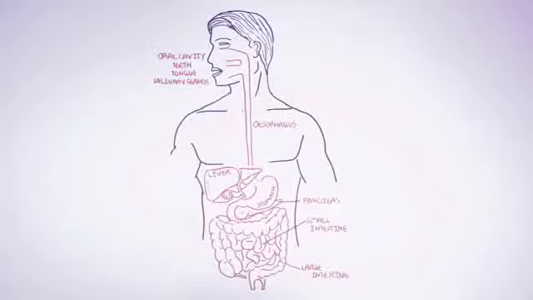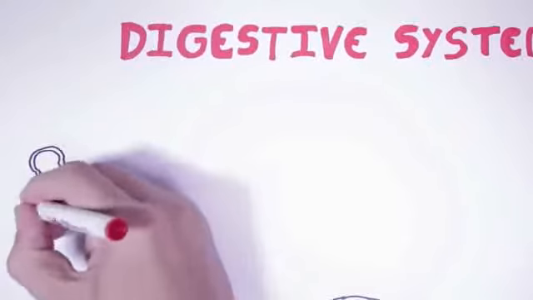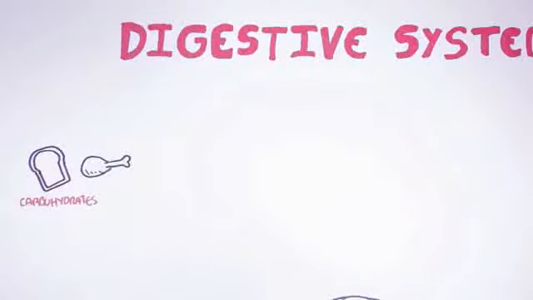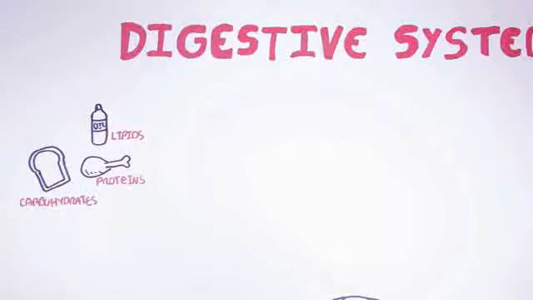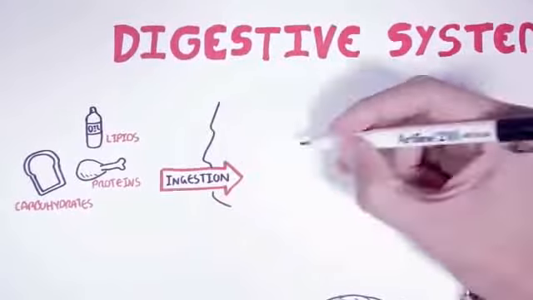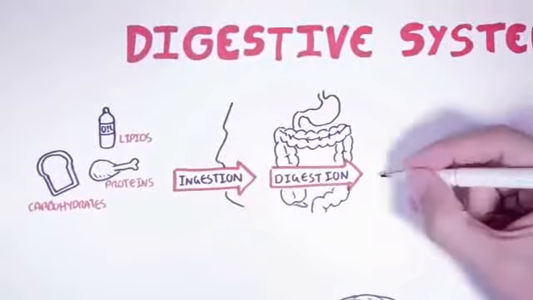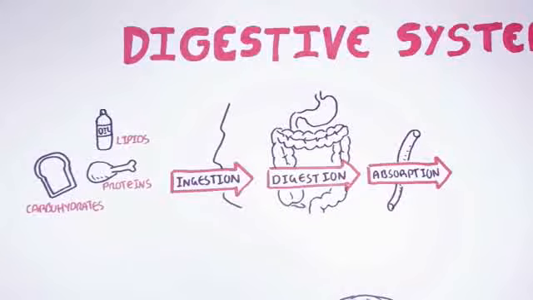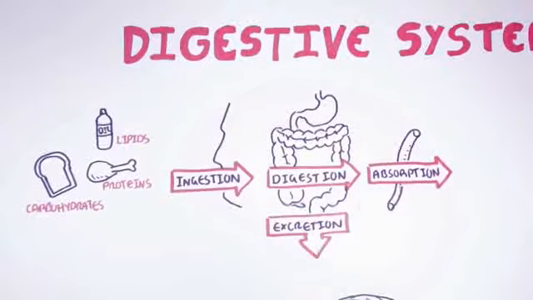So looking at a general overview of the digestive system, food can be grouped into three main categories: carbohydrates such as bread, proteins such as meat, and lipids such as oil. These foods are ingested by the human. The food will be digested by the digestive system and then absorbed into the bloodstream, where it will then be delivered to body tissues as energy or for storage. Finally, waste is excreted.